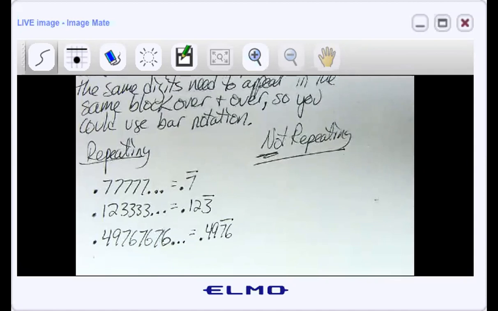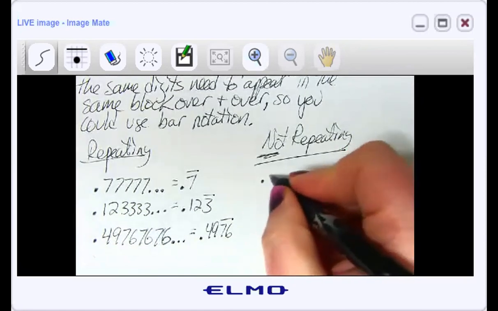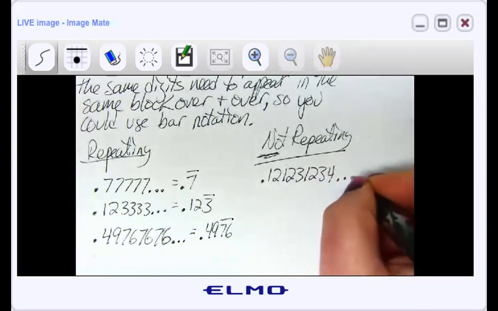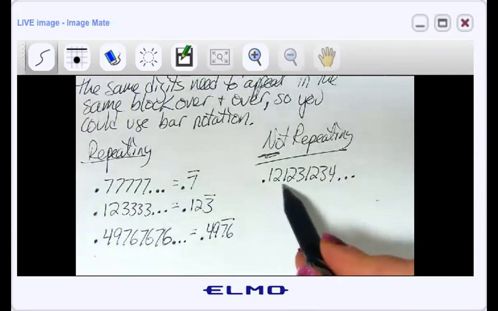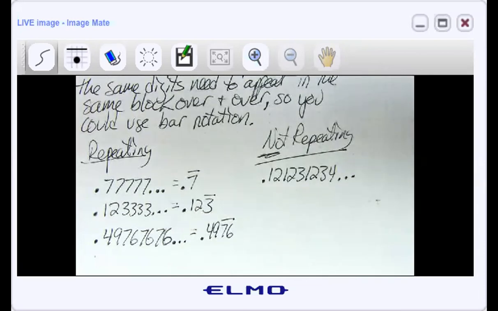Now, non-repeating, besides the obvious, they might try and trick you with things like this: 0.1, 2, 1, 2, 3, 1, 2, 3, 4. That is not technically a repeating number. There's a pattern that I noticed, sure, but you can't rewrite this with bar notation. How could I? What are you going to put? If you tried 1, 2, it'd have to be 1, 2, 1, 2, 1, 2, and it's not. So this is not a repeating decimal. It's changing. It's not the same block of numbers.